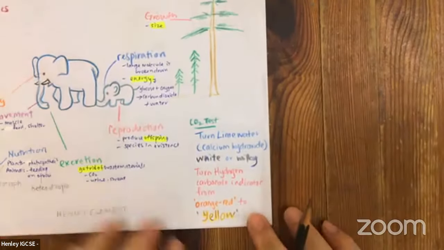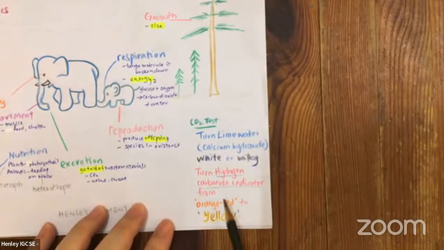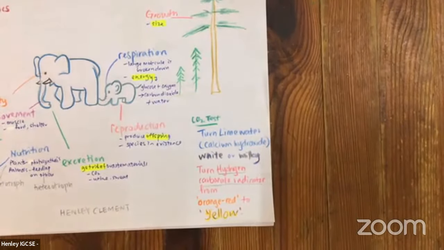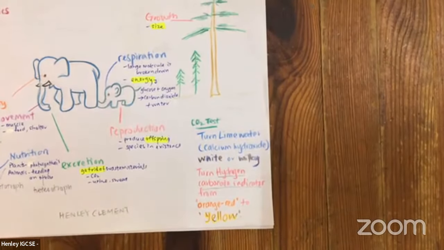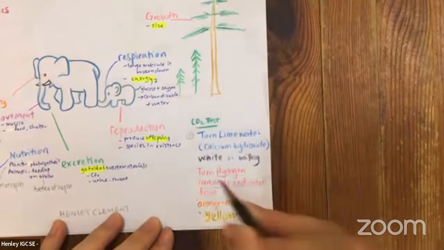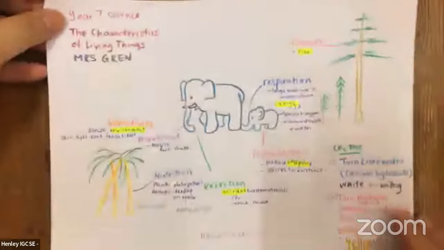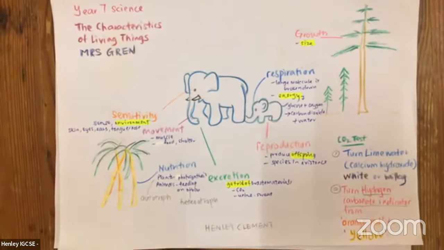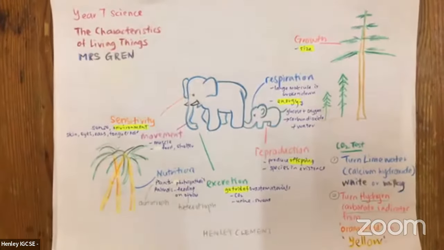Another one will be using the hydrogen carbonate indicator. With the presence of carbon dioxide, the orange-red color will turn into yellow. So this will be the number 1 test, and this will be the number 2 test. This one is considered an important test. If you further your science into biology in year 10, 11, this is an important test for you to be familiar with.